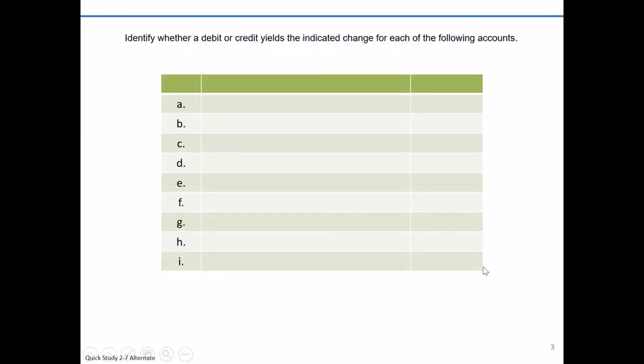In Quick Study 2.7, we're going to look at changes in particular accounts, and what we're trying to determine is whether that change is going to be reflected as a debit or credit in that account. So, for example, our first example is to increase store supplies.